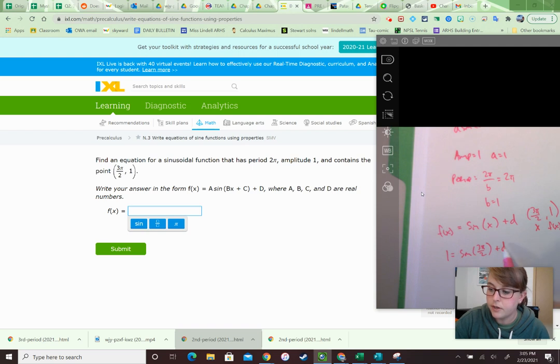And so then you can use that to solve for d. So we get 1 equals sine of 3 pi over 2, which is negative 1. If you think about the unit circle, sine is y. 3 pi over 2 is all the way down at the bottom where it's negative 1 for the y value. And then you can add 1 to both sides to get that d is 2.